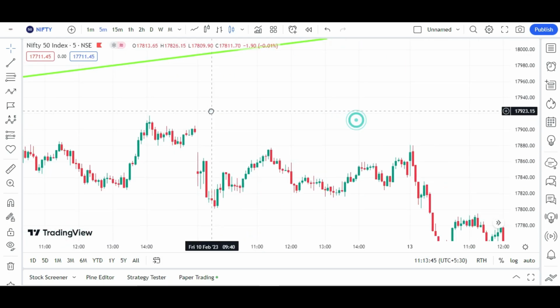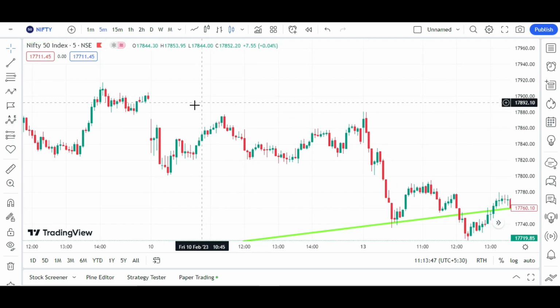The same trend line also works. We have done the analysis on the 1 hour time frame, but let's suppose you're not comfortable doing analysis on 1 hour and you just want to do analysis on 5 minutes, you can also do that. So you just have to wait. Don't jump into the trade. Just wait for your trade to come to you. Don't jump into the trade.